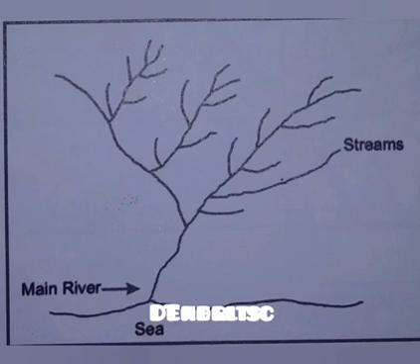This is dendritic. In this pattern, the tributaries come from all directions to meet the main river. Where is the main river and the streams? Like the branches of a tree, the small streams meet larger streams, and the large streams meet still larger streams, and in the end meet the main river. Please remember. First one was trellis, then dendritic, and the third one is the radial drainage pattern.